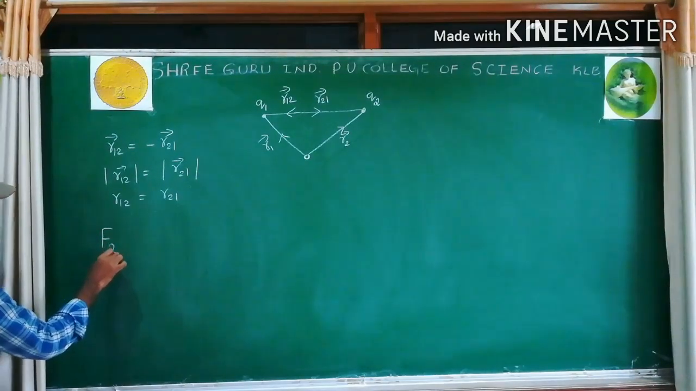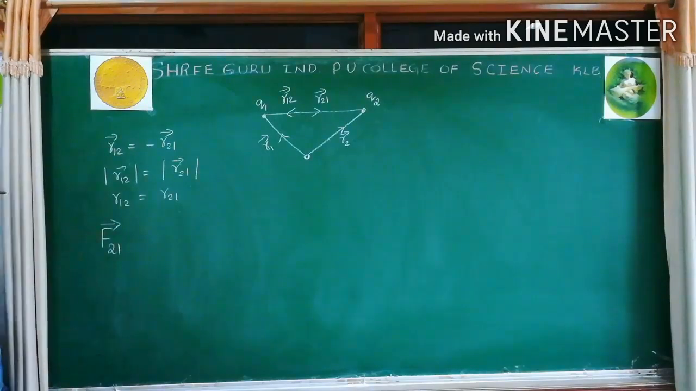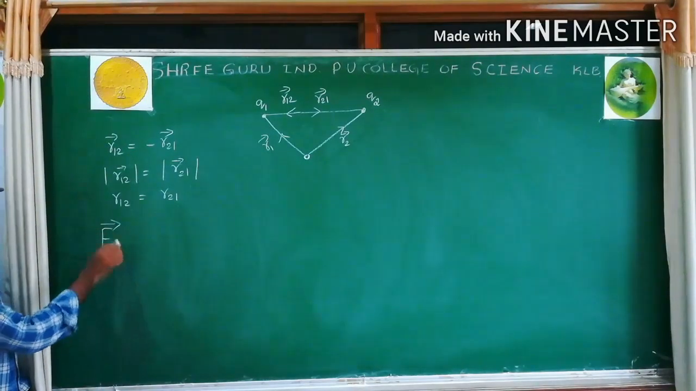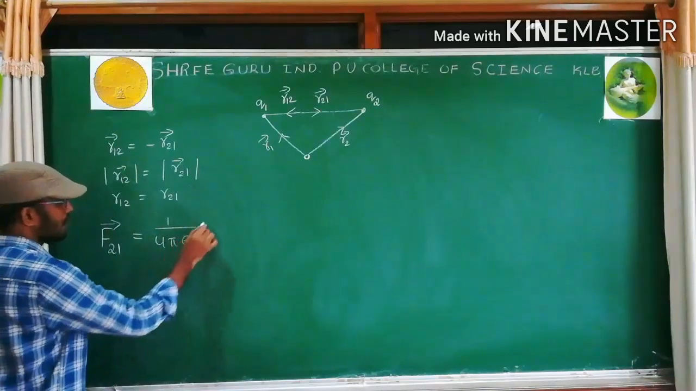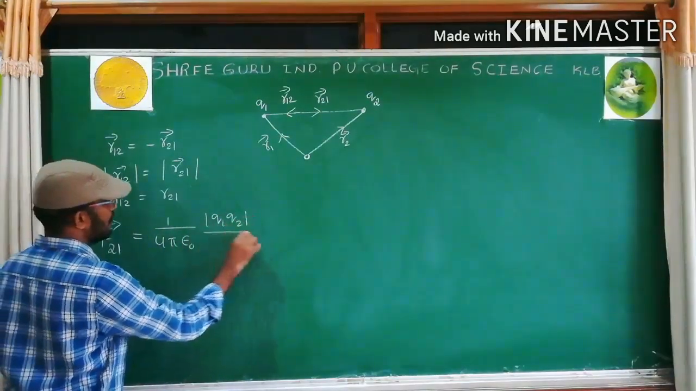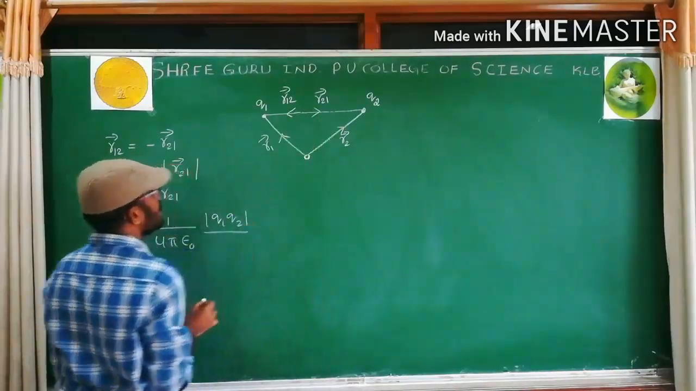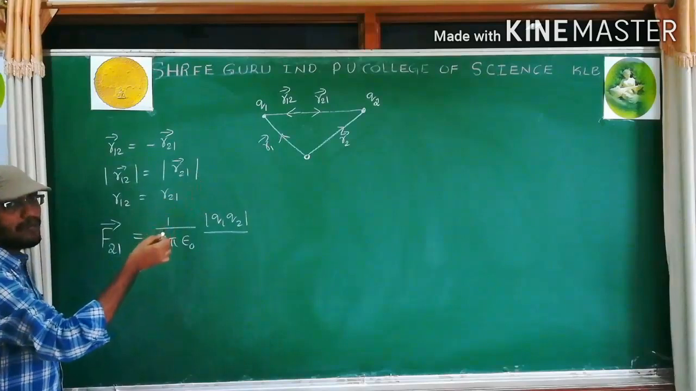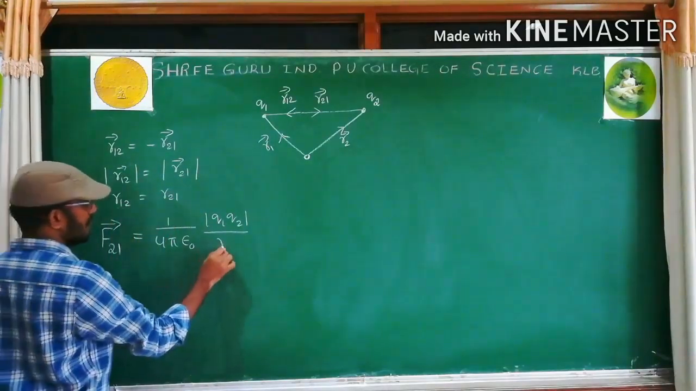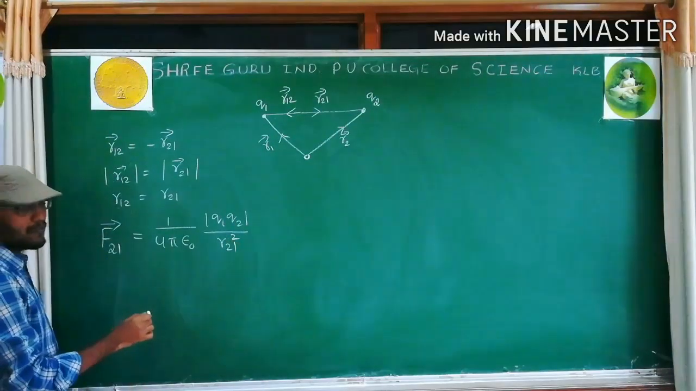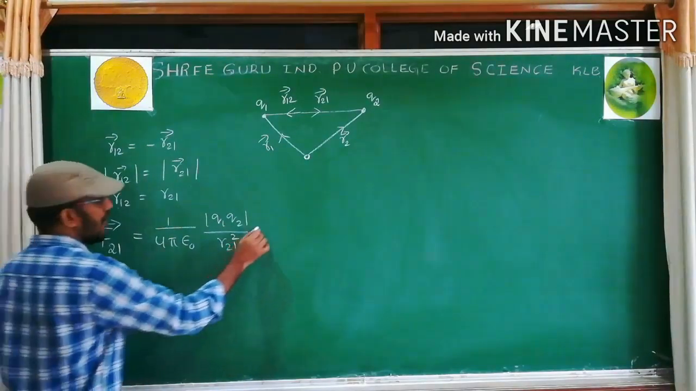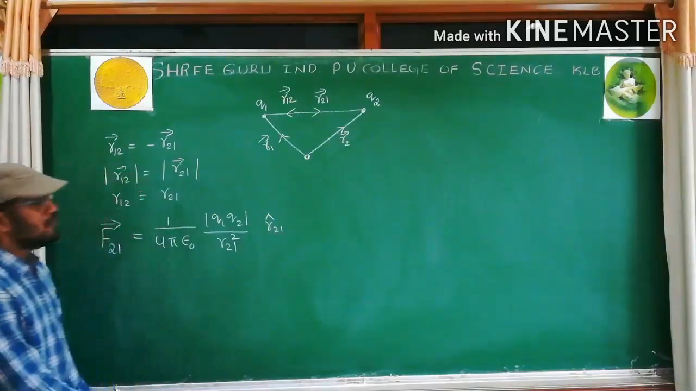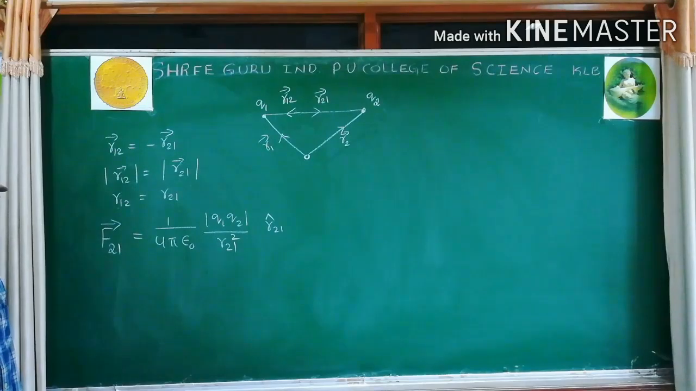That is F21. So F21 bar, the force on charge Q2 due to Q1, is equal to 1 by 4 pi epsilon naught into modulus of Q1 into Q2 divided by the distance between these two, that is R12, or R21 in magnitude, since R12 is equal to R21. Here R21 square, because the force is directly proportional to the product of the magnitudes of the charges and inversely proportional to the square of the distance between them. And this is R21 cap. So R21 cap is the unit vector. It is directed from Q1 to Q2.